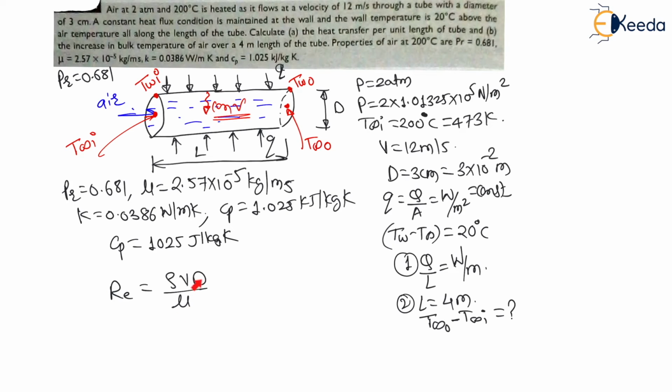Now here, diameter of pipe is given, right? Then this viscosity is also given. Then velocity is also given, but density is not given. So my dear students, first of all, we have to calculate density to calculate this Reynolds number, right? So let us focus on density. Now, as air is flowing, therefore for air we can apply ideal gas equation.